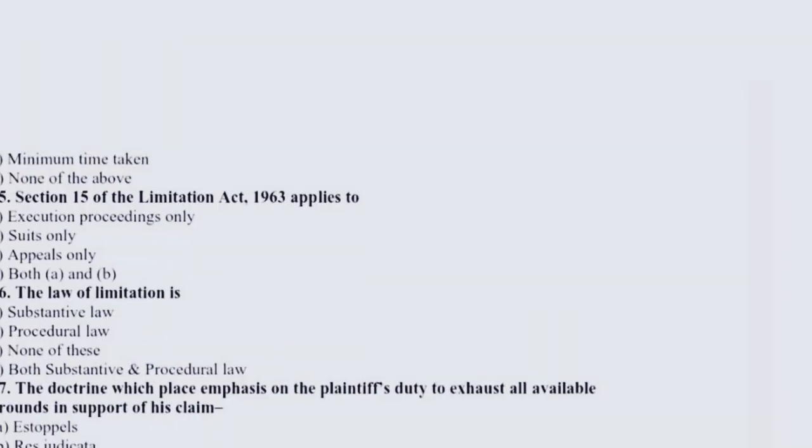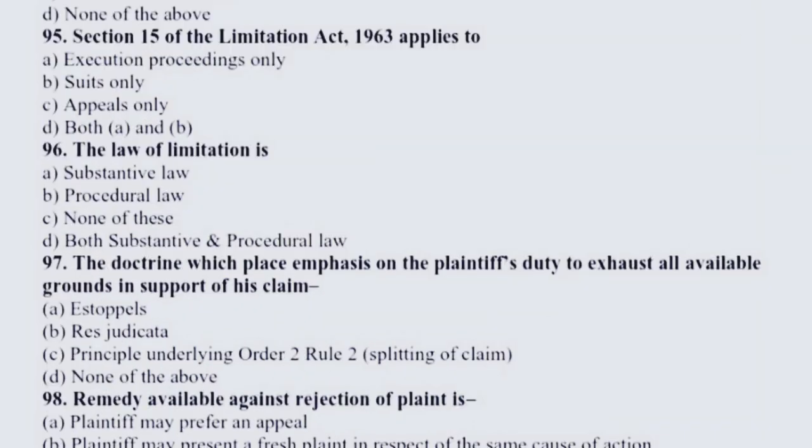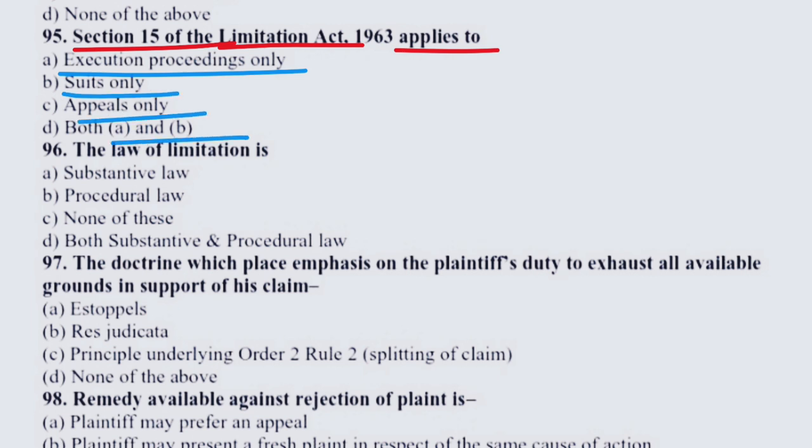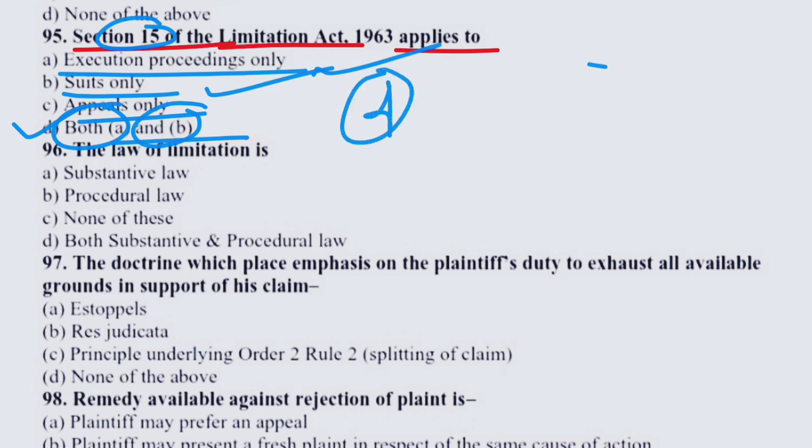Okay, so now into next question. Next question is section 15 of the Limitation Act 1963 applies to whom? Which of the following? Options are execution proceedings only, suits only, appeals only, both A and B. That option would be option D, that means both A and B. That means section 15 of the Limitation Act 1963 applies to both execution proceedings and suits. Okay, so in this case option D would be the correct answer.